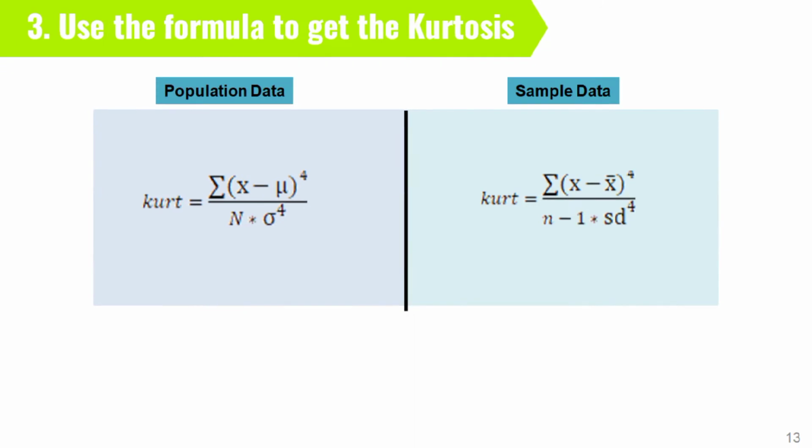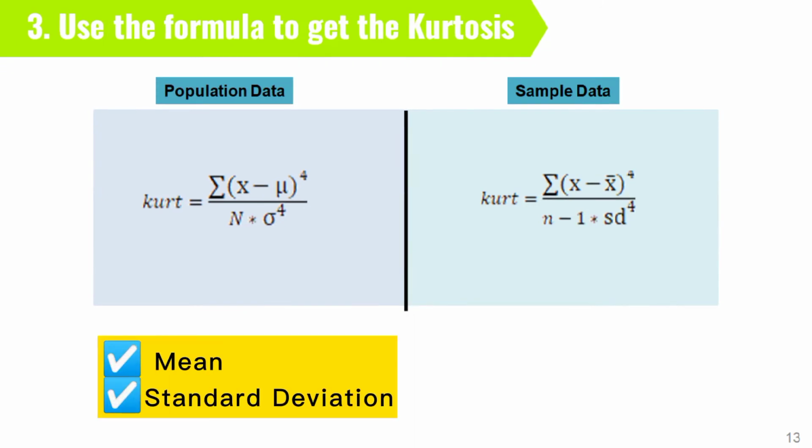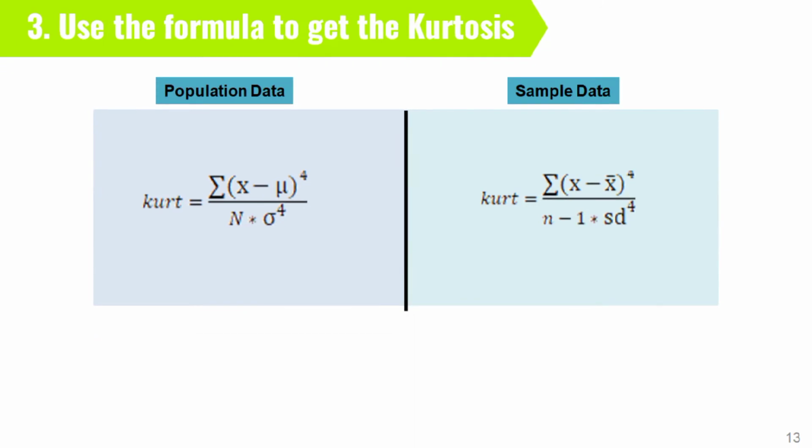Now that you have the mean and the standard deviation, we are all set to get the kurtosis. If you want to get the kurtosis of a population data, we have the formula. Kurt is equal to the summation of x minus population mean raised to the fourth power, all over n times population standard deviation raised to 4.